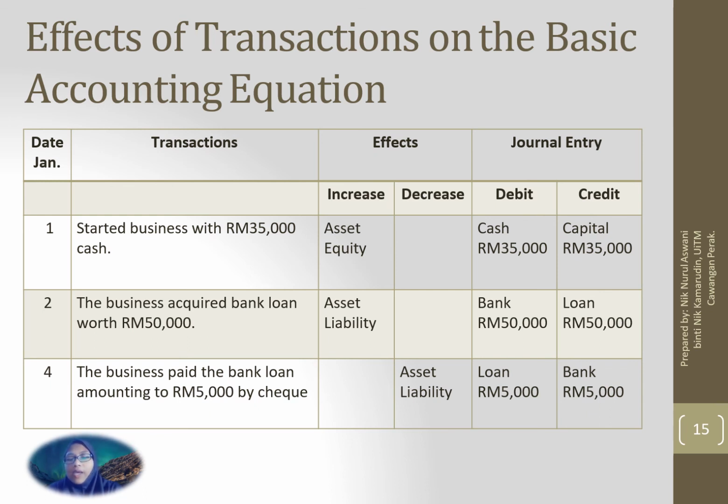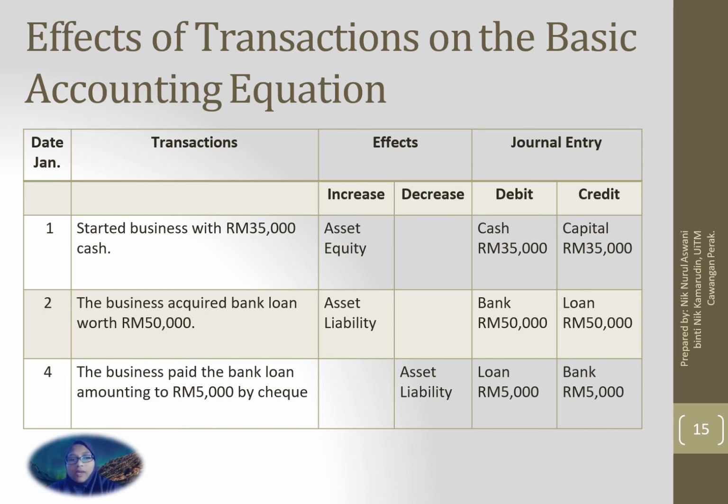Unlike when we talk about effect, where we focus on the classification of items, which are asset, equity, and liability, when we talk about the journal entry, which is to debit and credit, we have to be very specific. Specific meaning if it is an asset, what type of asset? Cash. Under equity, what account to be recorded under equity? Capital. So we are going to record as capital.